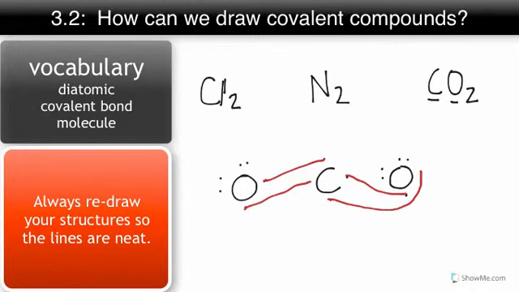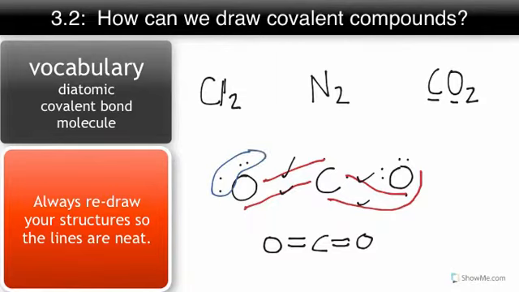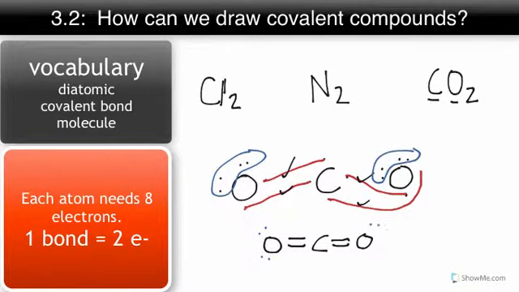Now we have to redraw it and make it look neater. C, 1 O on each side. If you look, there's 2 lines going between the carbon and the oxygen on the right, and 2 lines going between the carbon and the oxygen on the left. Now as we look, we have 4 leftover electrons, and on the right side we have 4 leftover electrons.